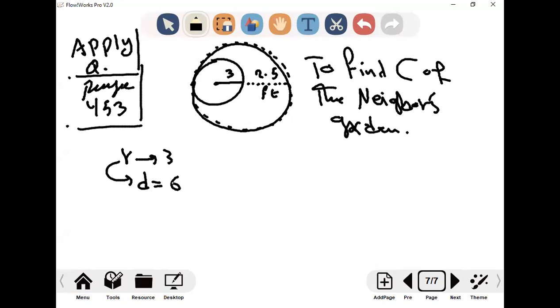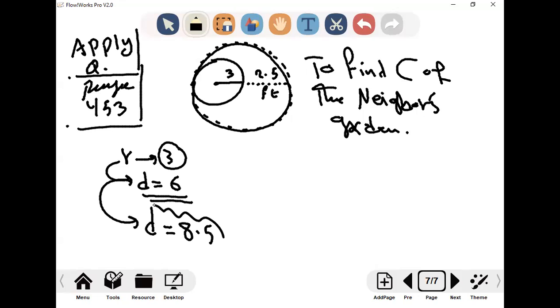The question said, Kama has a circular garden with a radius of 3 feet. The diameter of her neighbor's circular garden is 2.5 feet longer than the diameter of Kama. Right? What's the diameter of the neighbor? Exactly. If the radius of Kama is 3, the diameter is 6. The question said for the neighbor, it is 2.5 longer than the diameter of Kama. So for the neighbor, 6 and 2.5, it will be 8.5.